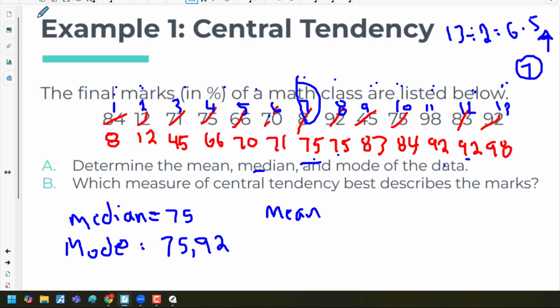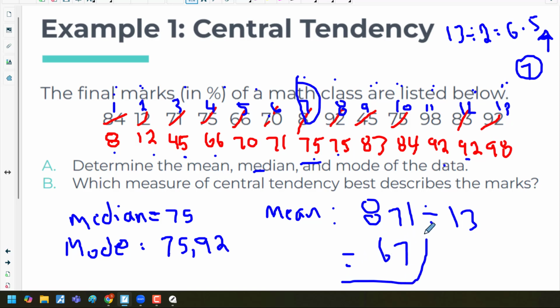It's fine. We'll just get someone in the class to add these up for me. Can someone in the class add this up? Type that answer in the chat while I look for my calculator. Thank you, Tamara, for doing the math for me. All right, and if you divide by 13, you get 67. So these are my 3 answers for mean, median, and mode.